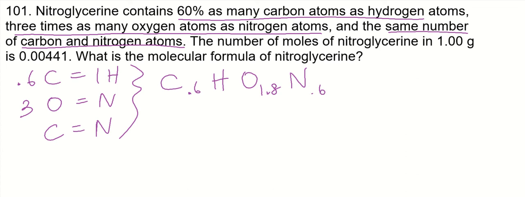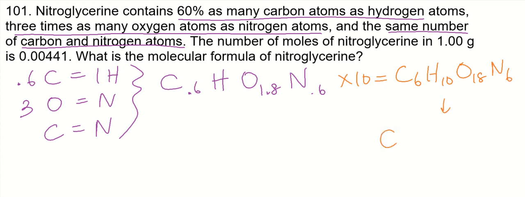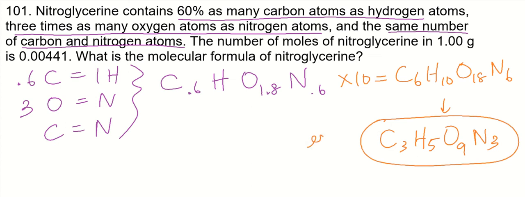So let's just multiply through by 10 just to make it simple. And so we're going to get 6 carbons, 10 hydrogens, 18 oxygens, and 6 nitrogens. And we can reduce that. They're all even numbers. So we've got C3H5O9N3. We cannot reduce that. So that's going to be our empirical formula.